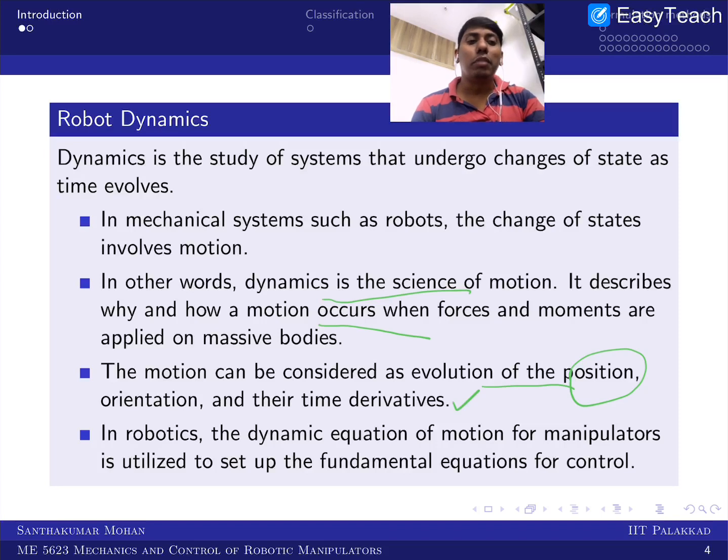This is nothing but kinematics, but here the motion occurs when forces and moments are applied, along with the initial aspects we are considering. So we are looking at the dynamic motion of the manipulator, and that is going to be used for the basic control aspect.